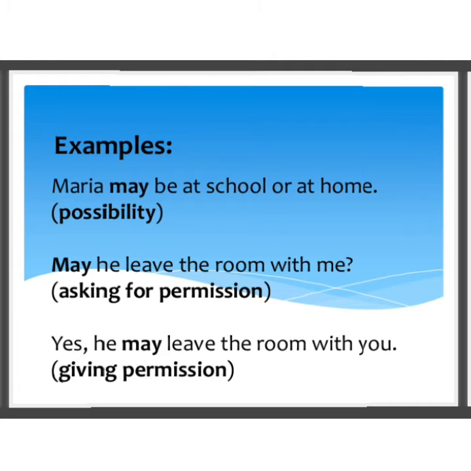First, Maria may be at school or at home. It shows the possibility. Now in number 2, may he leave the room with me? Now here asking for permission. Then number 3, yes, he may leave the room with you. Here is giving permission.